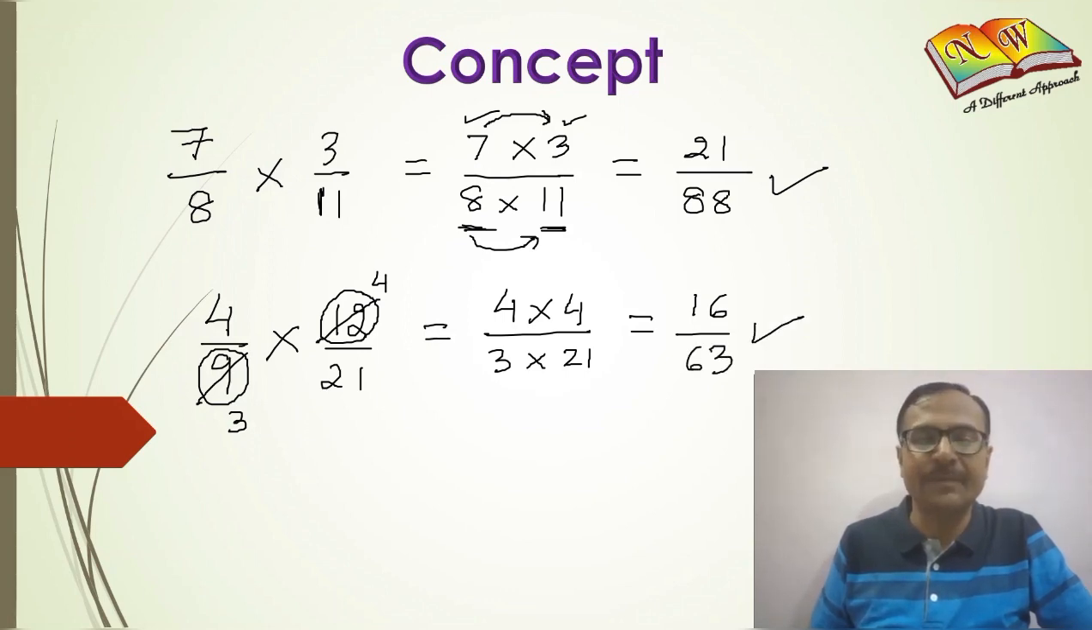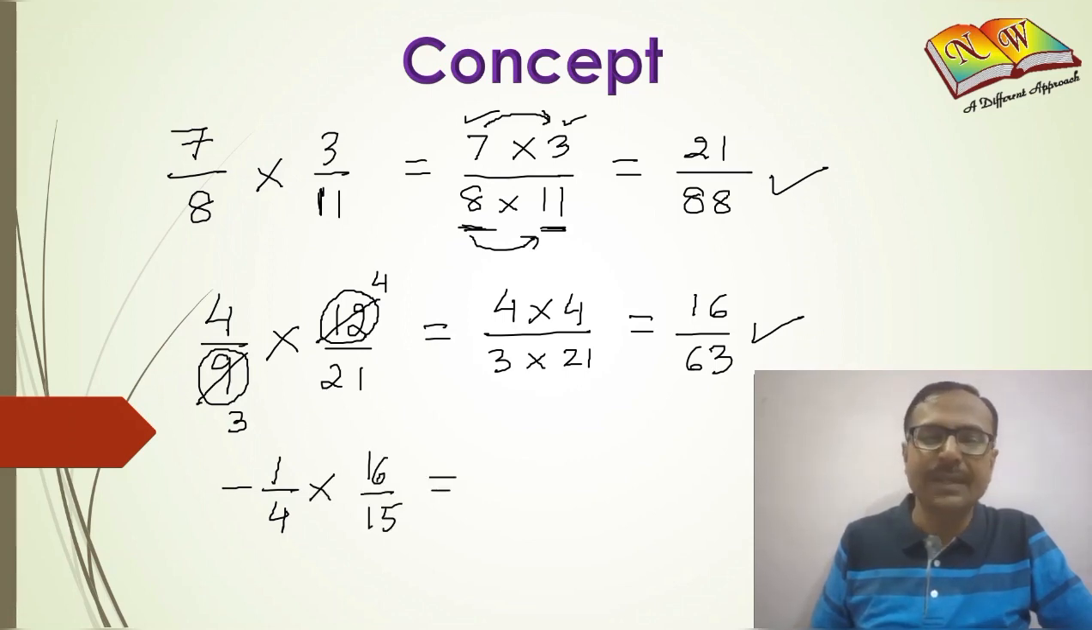If one of the fractions is negative, it can be like minus 1 upon 4 times 16 upon 15. Now you see that there is a negative sign in one of the fractions. A single negative will produce a negative product. And now let's look for common factors.